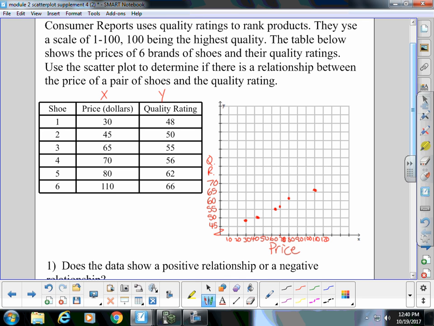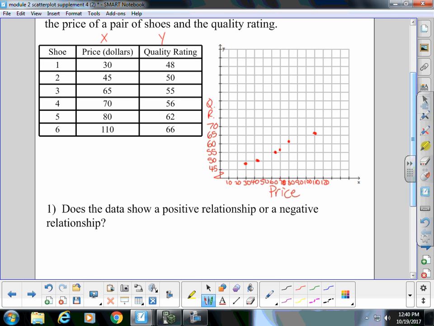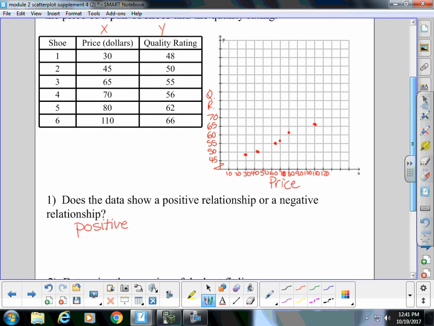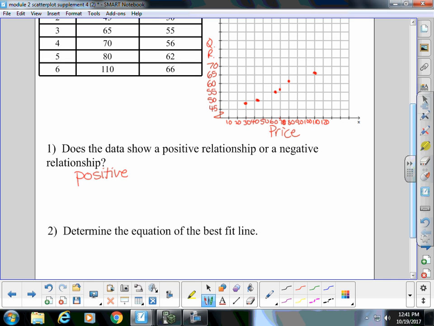Okay, so you can see that those points look like they're going in an upward trend. So the first question says, does the data show a positive or negative relationship? So this is a positive. It doesn't ask us, but what that means is, as the price increases, the quality rating increases. Okay, so to move on to how we determine the equation using our graphing calculator.